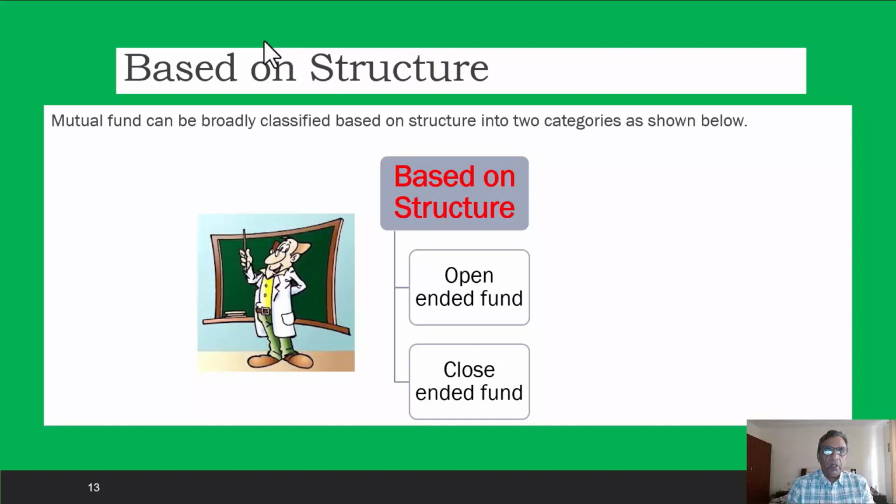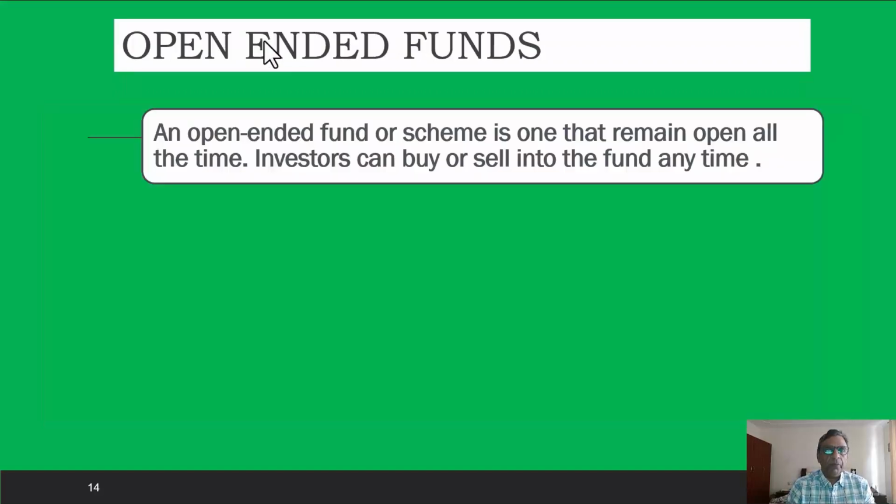Let's begin with the first one. An open-ended mutual fund is a scheme that remains open all the time. Investors can buy or sell into these funds anytime. That means it is open throughout the year, or throughout the duration of the fund before it closes down. Investors can invest into these funds anytime they want, and they can even redeem or disinvest from these schemes.